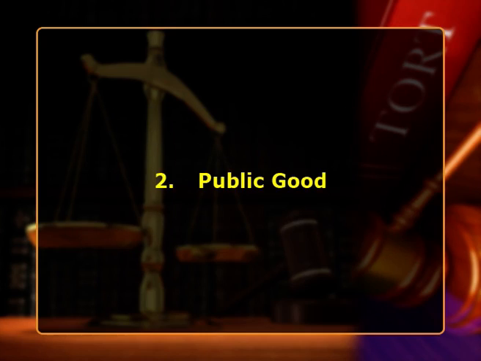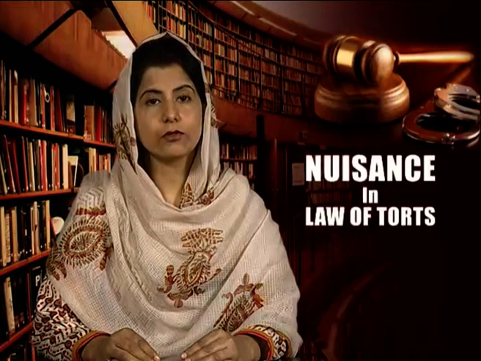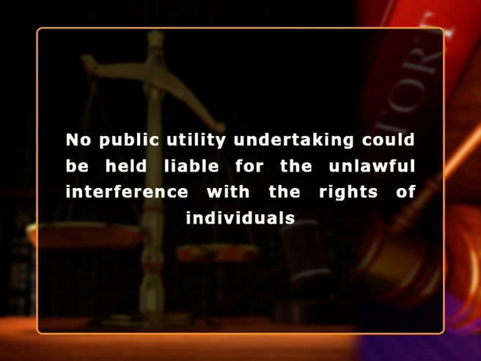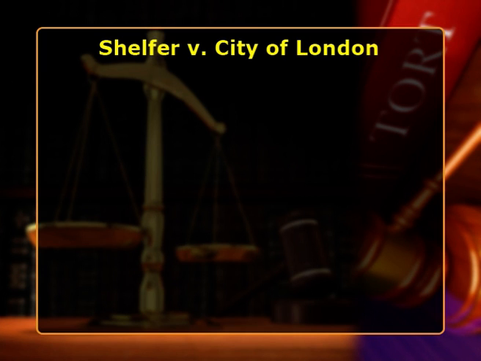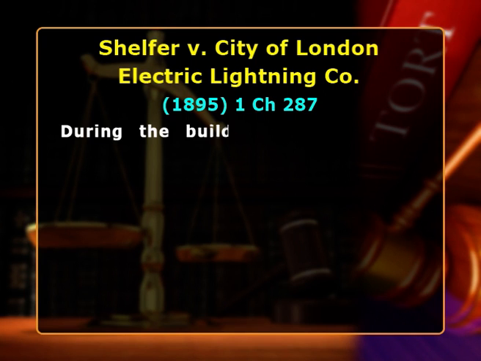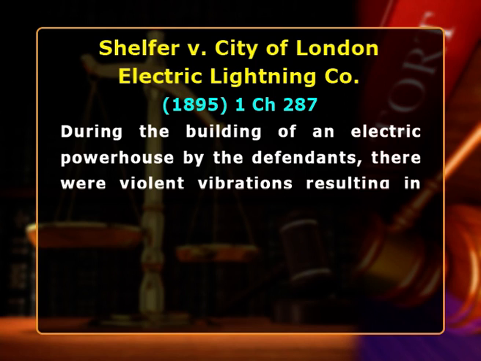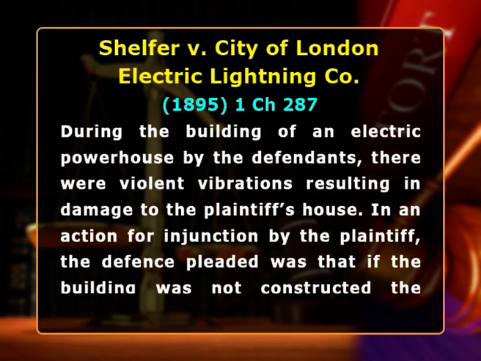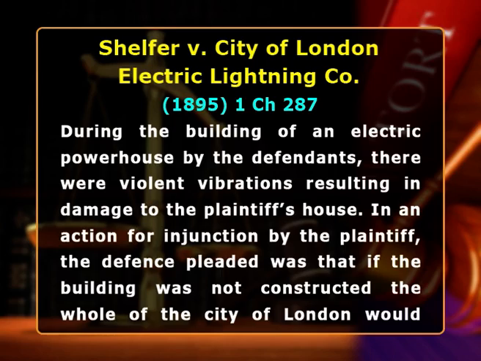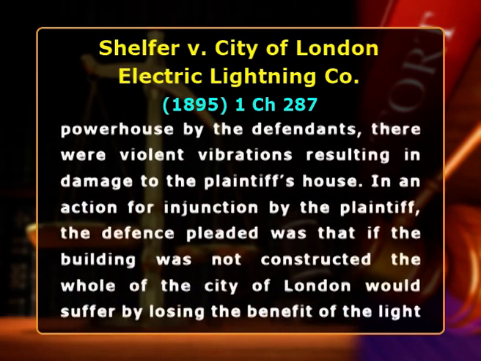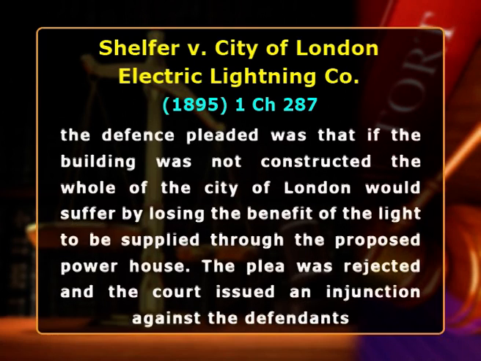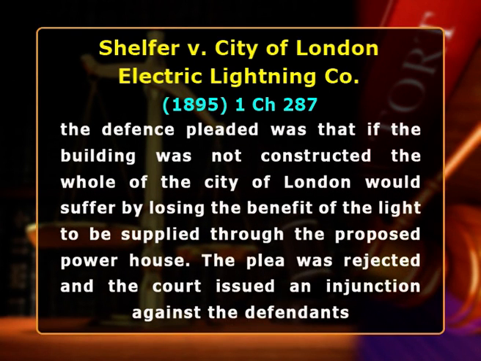Public good. It is no defense to say that what is nuisance to a particular plaintiff is beneficial to the public in general. Otherwise, no public utility undertaking could be held liable for the unlawful interference with the rights of individuals. In Shelford versus City of London Electric Lighting Company, during the building of an electric power house by the defendants, there were violent vibrations resulting in damage to the plaintiff's house. In an action for injunction by the plaintiff, the defense pleaded was that if the building was not constructed, the whole of the City of London would suffer by losing the benefit of the light to be supplied through the proposed power house. The plea was rejected and the court issued an injunction against the defendants.